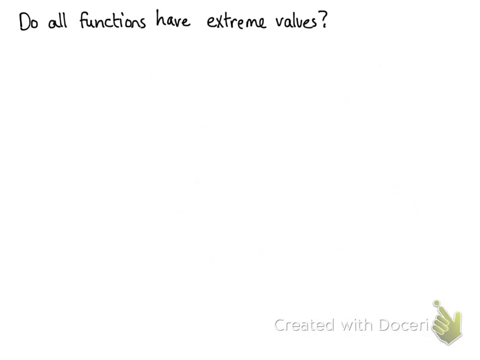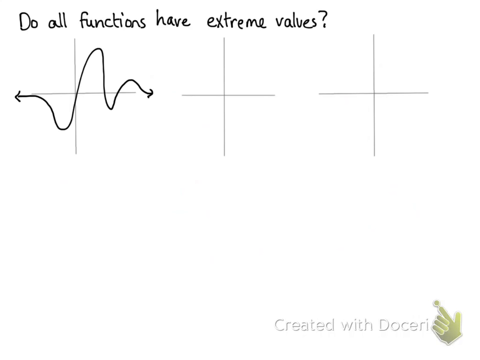Okay, so before we start figuring out how to find the extreme values of a function, we have to figure out if they even exist. Do all functions even have extreme values, maximum or minimum values? So here's a few examples of functions. There's one. That is the highest y value on the graph, so it's the maximum value of the function. That's the lowest y value on the graph, so it's the minimum value of the function. So this guy has a maximum and a minimum.